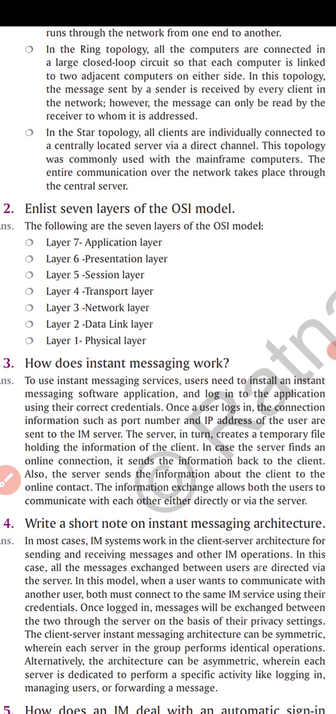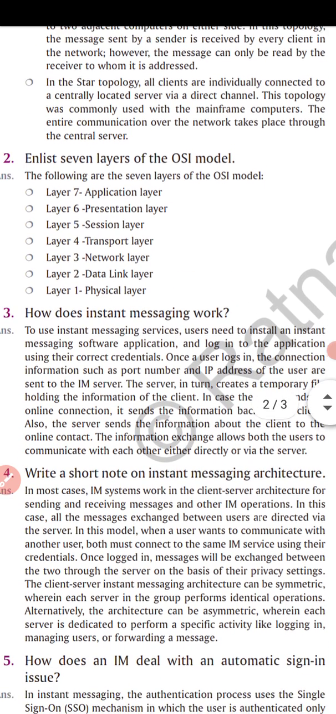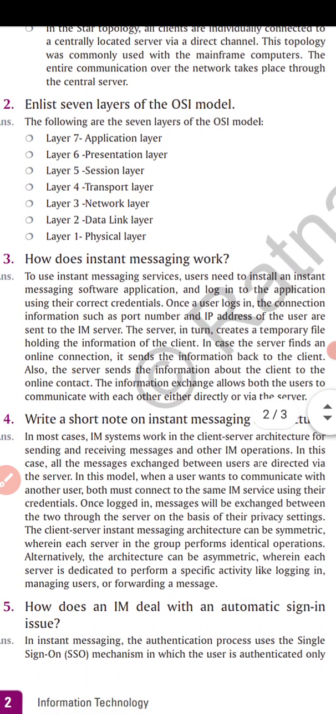Next question, dear students: how does instant messaging work? You know well what instant messaging is. Nowadays you are using WhatsApp, Facebook Messenger, all of these are instant messaging. To use an instant messaging service, users need to install an instant messaging software or application. It means if you are using WhatsApp, first of all you should install WhatsApp on your mobile phone, and log into the application using your correct credentials.